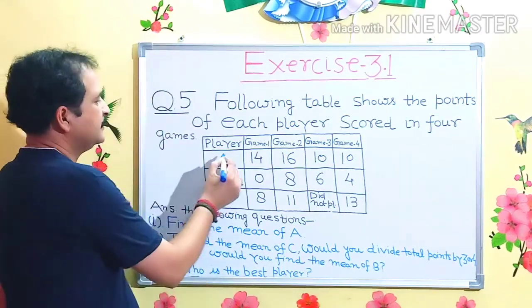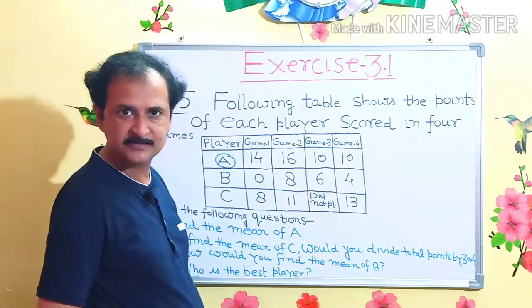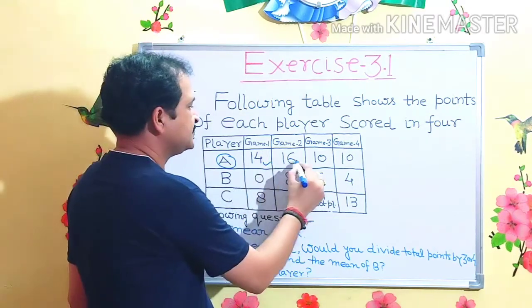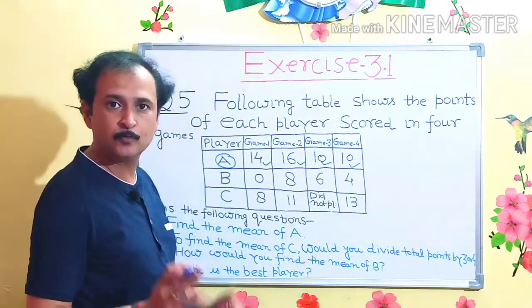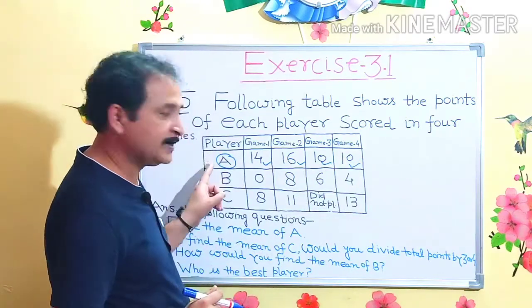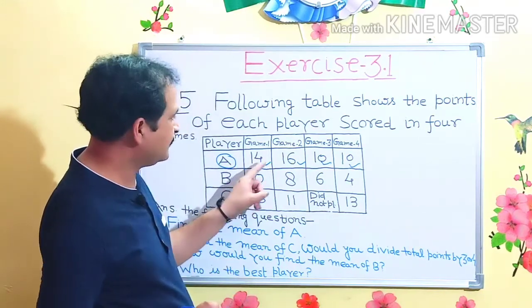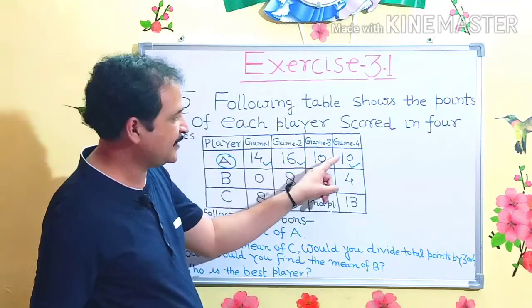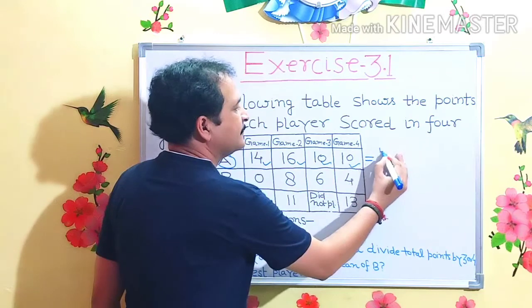Look, player A played in all the 4 matches and he scored 14, 16, 10, 10 points. So the total points player A scored in 4 matches are 14 plus 16 is 30, plus 10 is 40, plus 10 is 50. So the sum of all observations is 50.